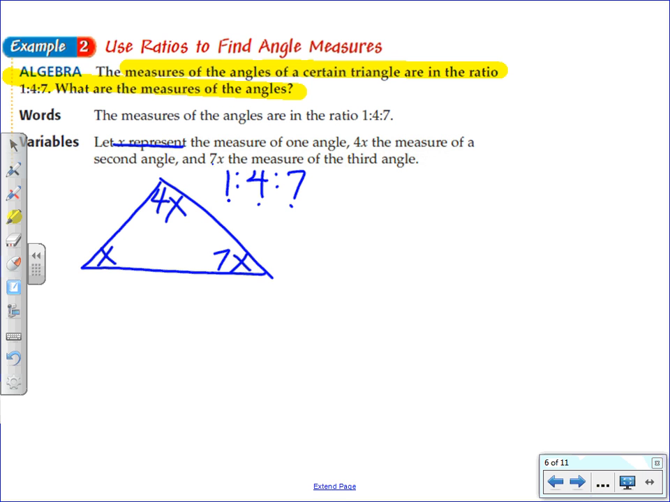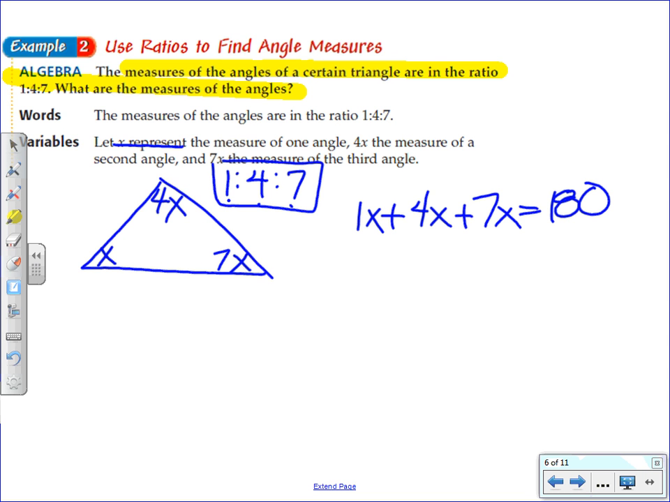So if you know the ratio 1 to 4 to 7, you know it's 1x plus 4x plus 7x equals what? What do all the measures of a triangle equal? 180. So I add all my x's together. 1x plus 4x is 5x plus 7x is 12x equals 180. Divide both sides by 12.